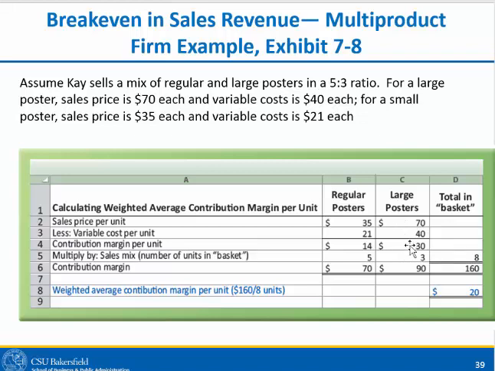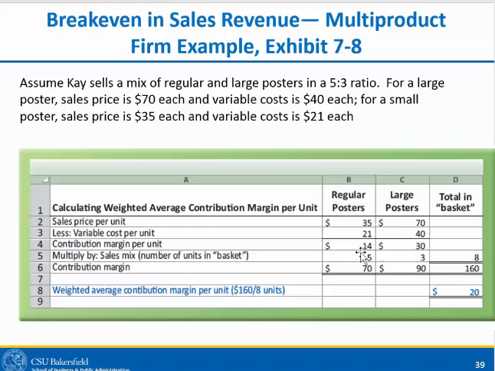Perfect. So now how can we blend those two posters to come up with a single contribution margin per unit or per basket, whatever you like to call that? In this case, we are going to use this 5-to-3 ratio. So we have a so-called sales mix. We have 5 units for regular posters and 3 units for large posters.